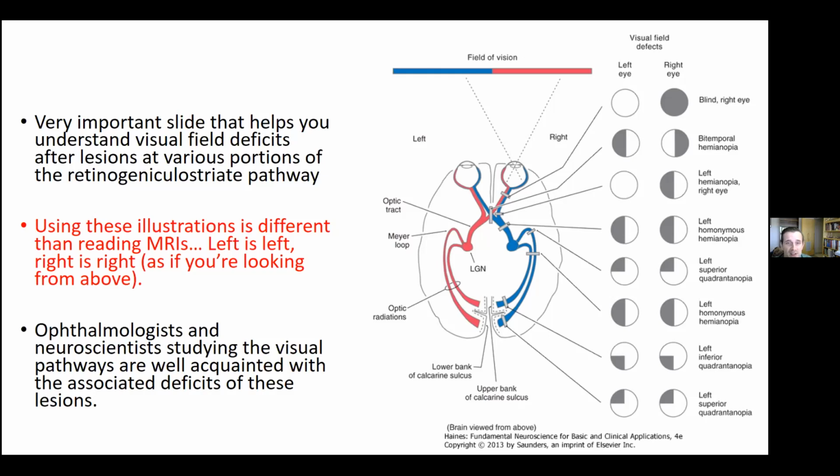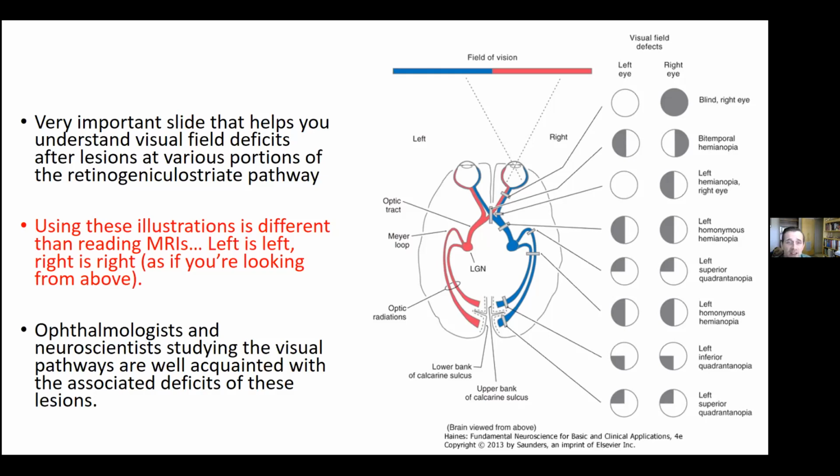But what if you're just nicking the fibers, the temporal fibers that are on the same side that aren't crossing? Well, now you're only going to lose a hemifield in that affected eye. So you don't have any involvement of the other eye. You just lose a hemifield in that particular eye.